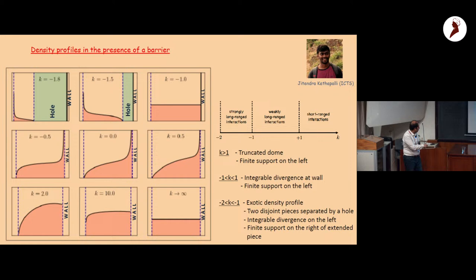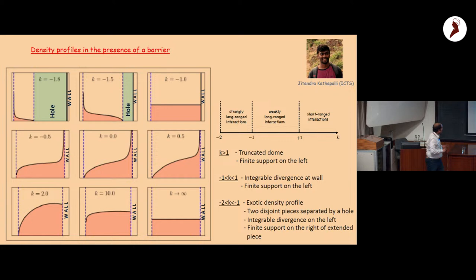And then at 0.5 and at 0, in this region, you have an integrable divergence at the wall, but you have a finite support on this side. So particles accumulate at the wall, and then you have a finite support on this side. And then when k is minus 1, it turns out that particles accumulate at the wall, and the rest of the particles remain here.